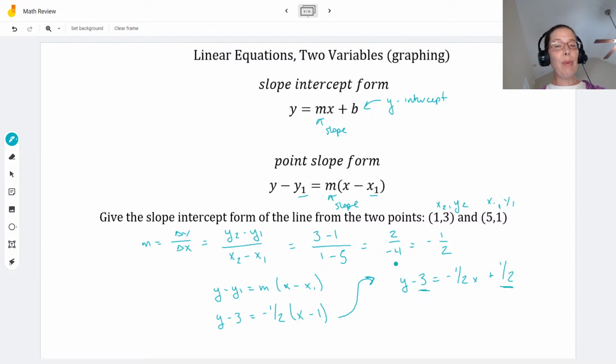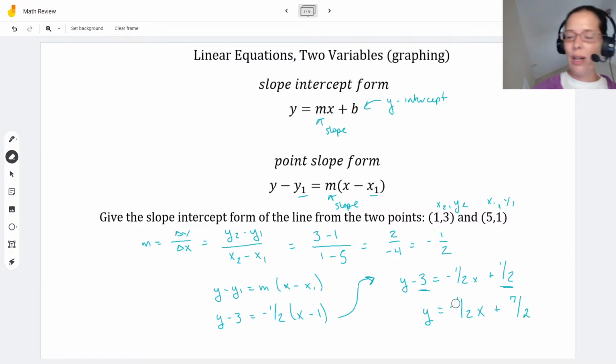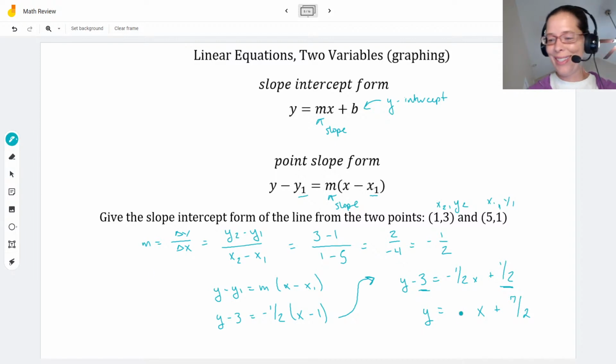I'm going to leave my y on the left-hand side. Again, I'm trying to get it like this, and I'm going to leave my x totally alone as well. So all I'm doing is I'm adding 3 to the other side. So this is going to be y equals negative 1/2 x plus 3. And because we already have a 1/2, let's just make this 7/2. This 1/2 is kind of bothering me. So let me just fix that.